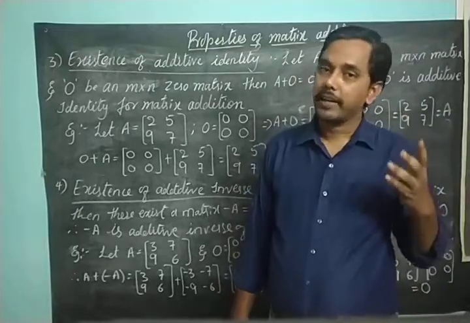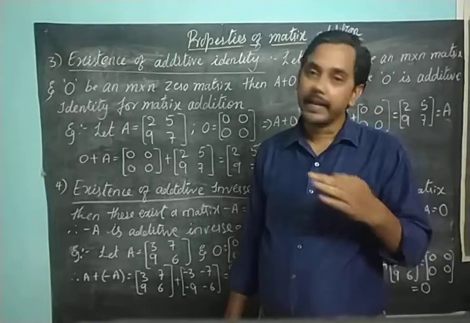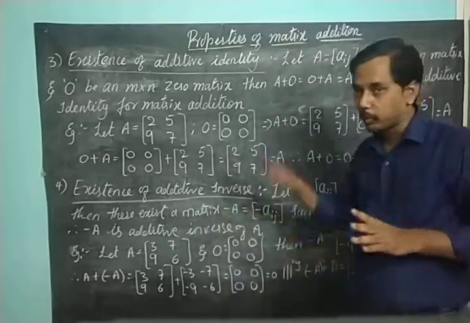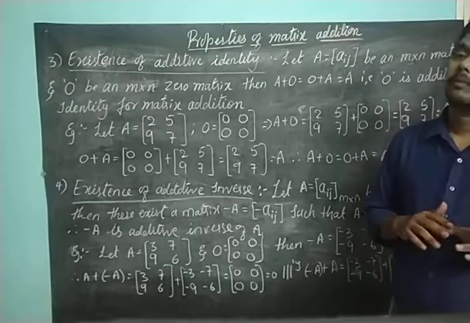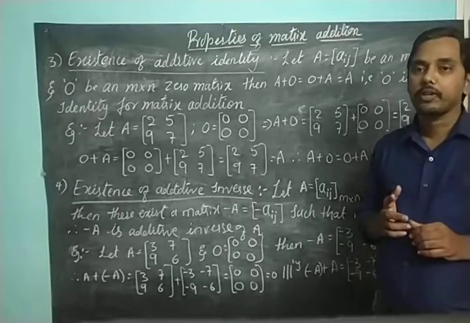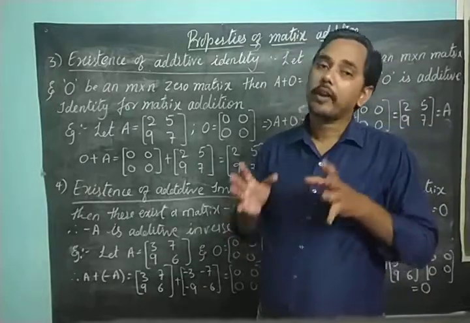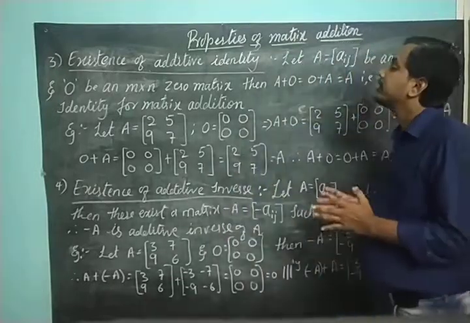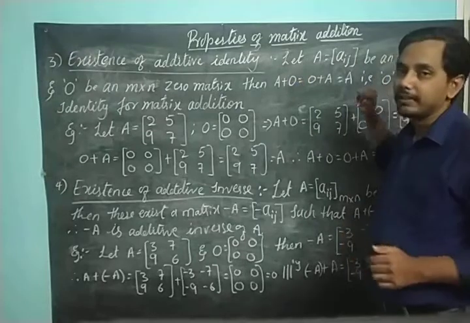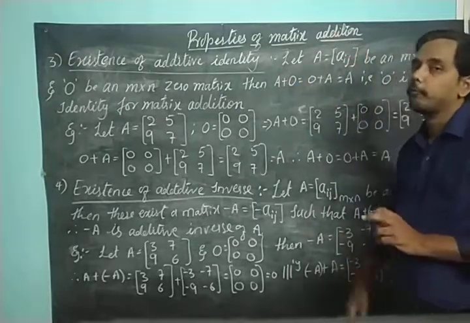What are they? Addition and difference. Addition and difference both are the same, the same properties will apply. Next, multiplying a scalar to a matrix, that also we should learn. And properties for matrix multiplication also we should learn. So we have started with the first part, that is properties of matrix addition. In that we have learned 4 properties.